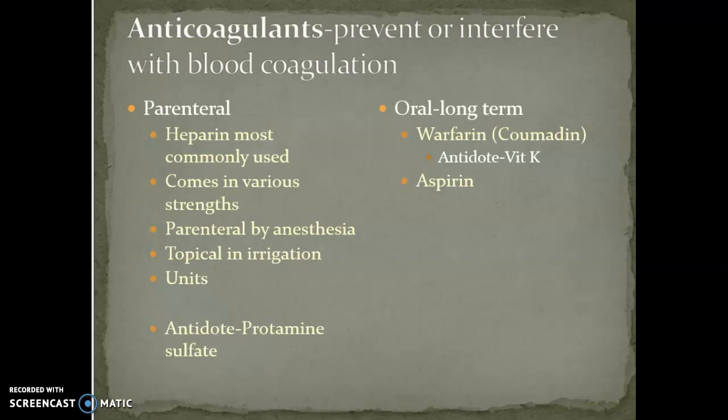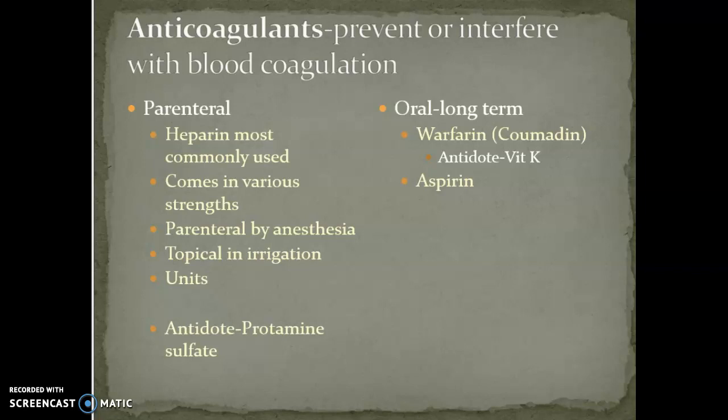Antidote protamine sulfate. The antidote is a medicine taken or given to counteract a drug. It's used to control internal and external bleeding from too much heparin. Oral long-term. When a patient needs anticoagulant therapy, they are prescribed warfarin or Coumadin to inhibit vitamin K activity in their liver, which prevents the coagulation factors.